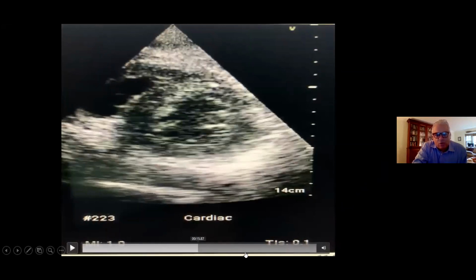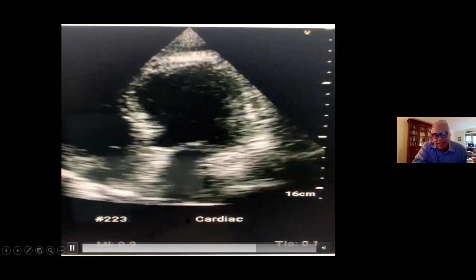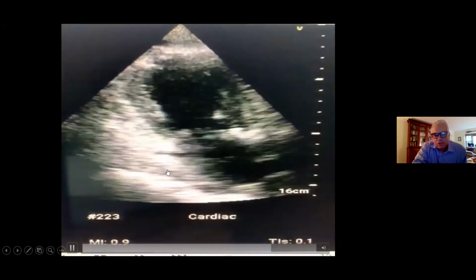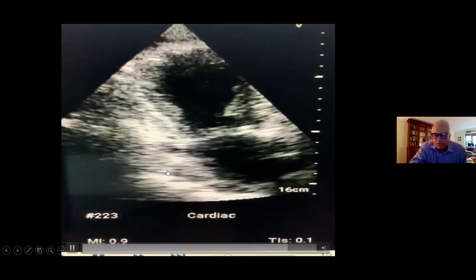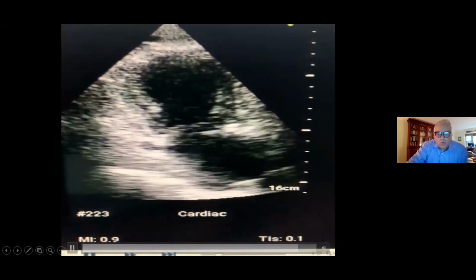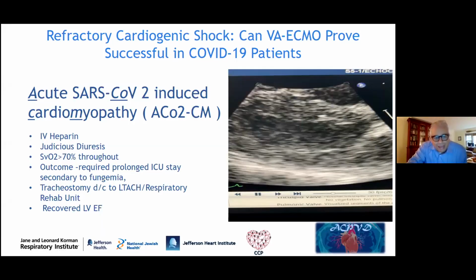Importantly, if you fast forward, this potential shape of Takotsubo. It was called Takotsubo, but it's also a foreshortened view. So we went on and gave her IV heparin, judicious diuresis. We actually proned her, which they did not want to do at the outside hospital. We proned her, and she improved.